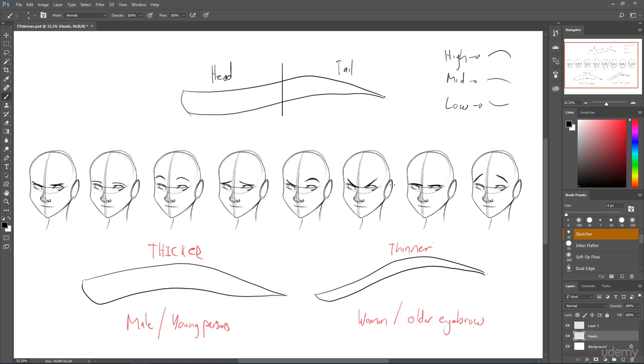Just always keep in mind that when you're drawing the eyebrows, you're drawing them on a rounded form, right? So obviously the head is round, even though the face is a little bit flatter at some parts. It's pretty round, so keep that in mind that you're drawing on a rounded form.